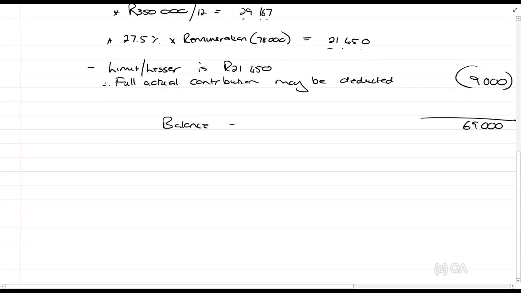This is called the balance of remuneration. And that is what we calculate our employees' tax on. Remember, that is for 1 month. Our tax tables are set out to calculate tax for a year. So we have to annualize.